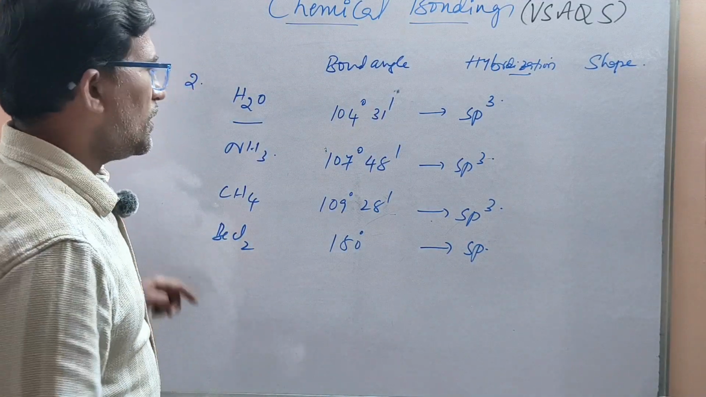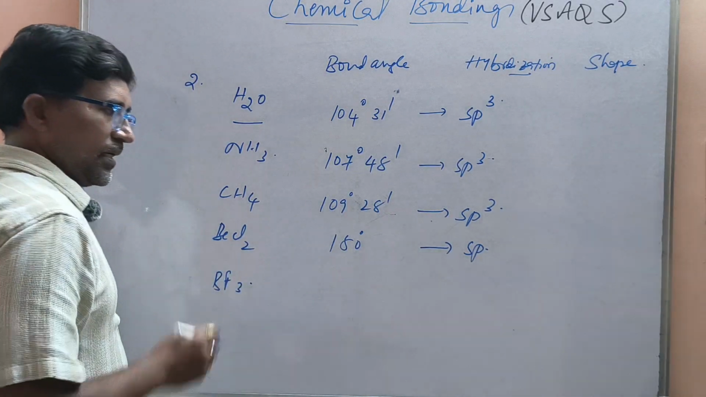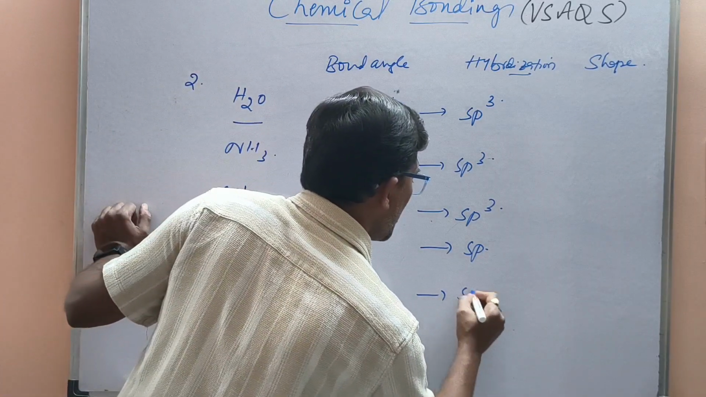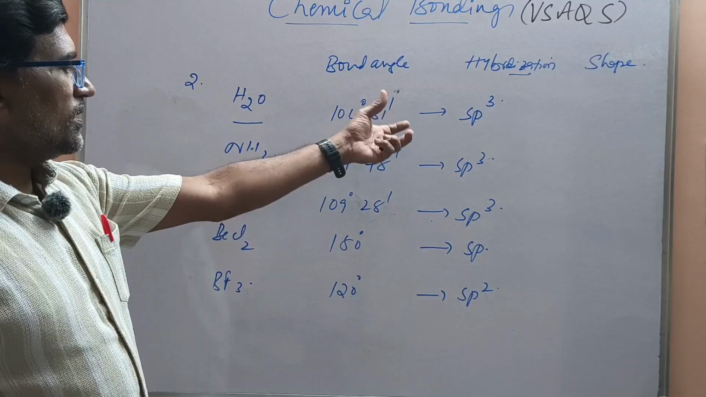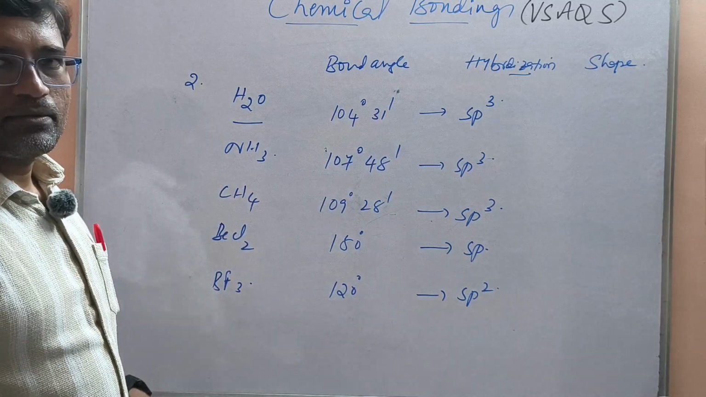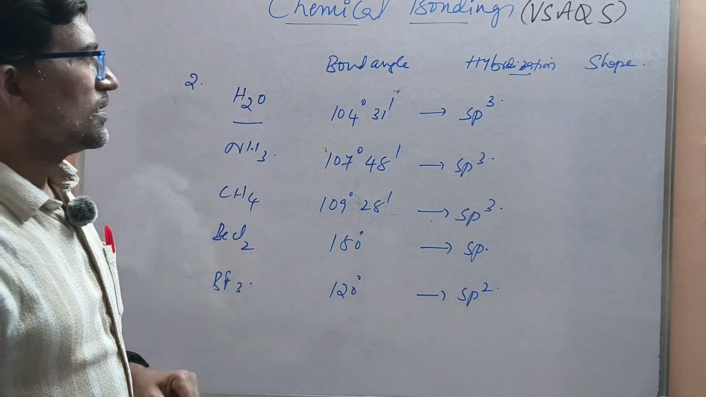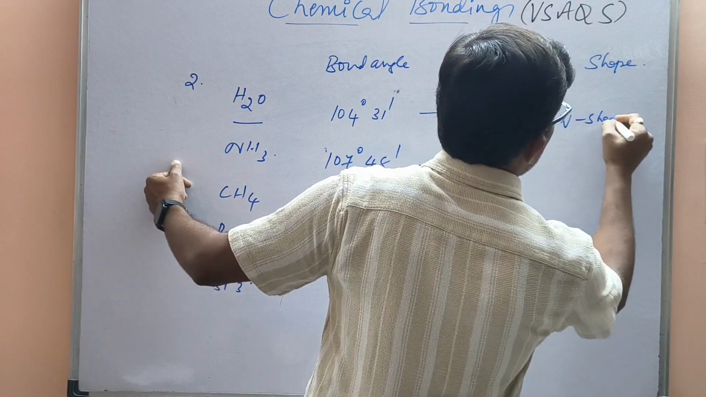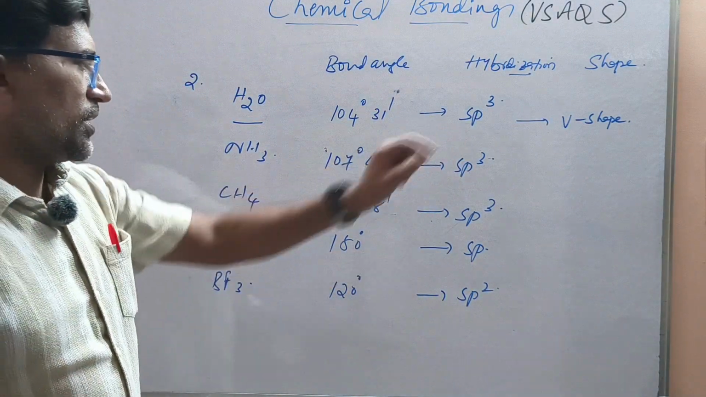If you wish, I will write one more, that is BF3. BF3 bond angle is 120 degrees and hybridization is sp2. I am writing all these because there is a chance of getting questions in the bit part, not only in very short answer questions. The shape of the water molecule is V shape. From the 10th class textbook point of view, I am writing it as V shape.